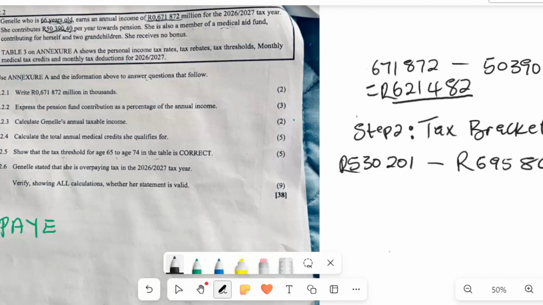And the formula that we're going to use here, we're going to say 125,599 plus 36% of an amount above 530,201.